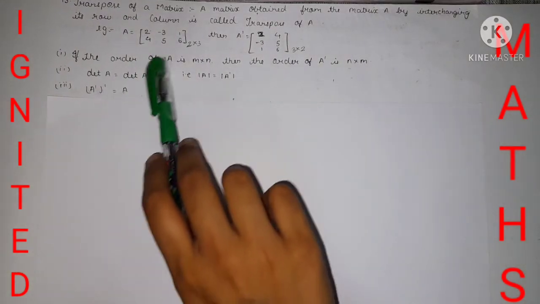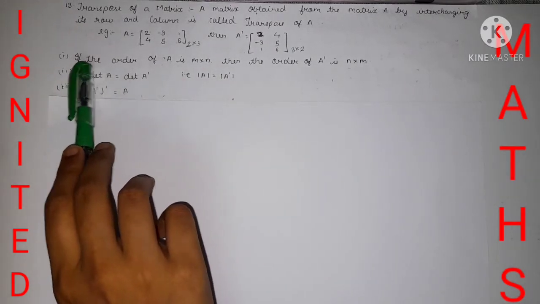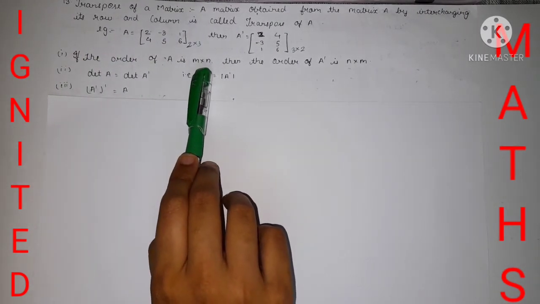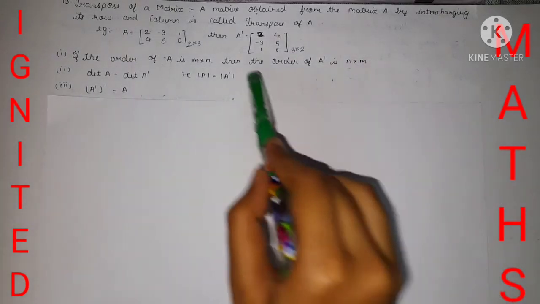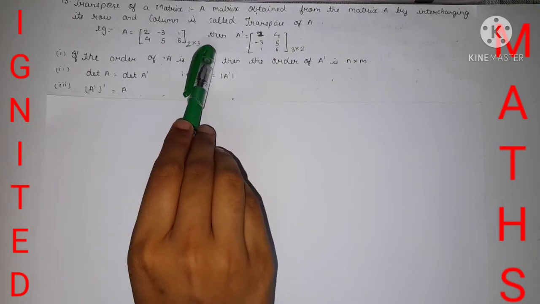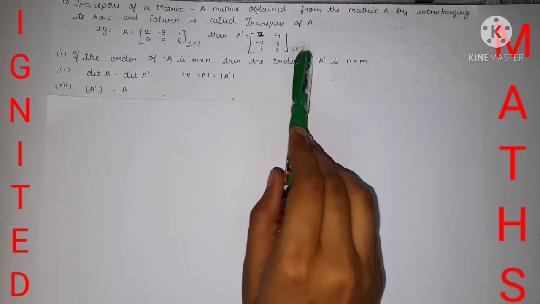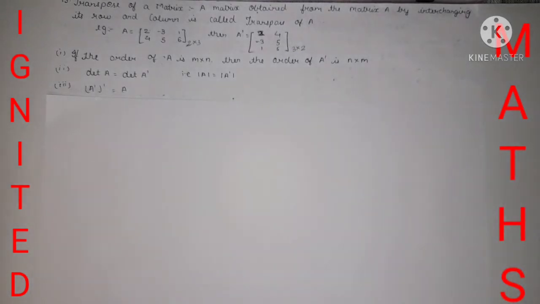Now I have given these 3 properties for the transpose. One by one we are going to explain. If the order of A is m cross n, then the order of A dash will be n cross m. I have already discussed it. Here you can see the example 2 cross 3. The m value is 2 and n value is 3, but after transposing it, the m value has become 3 and n value has become 2. So this is what the first property says.